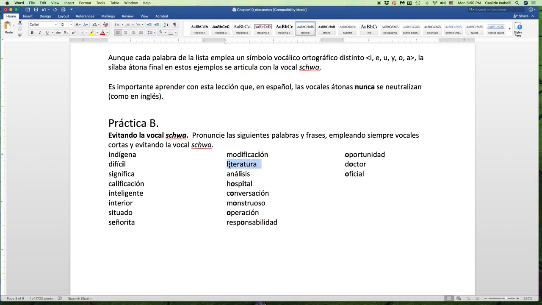Literature, literature. In español, literatura. Analysis is in English. I'm doing a kind of an English personality here from England. You hear it a little bit better. Analysis. Wait, how do you say it in English? Analysis. In Spanish, análisis. Make sure your lips are stretched to produce those sounds.